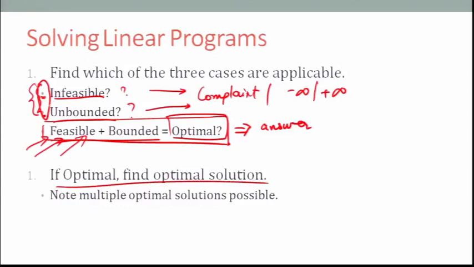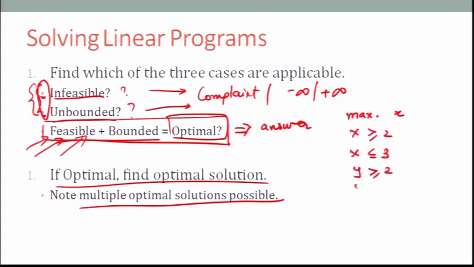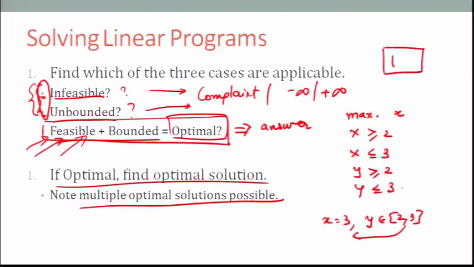Okay, so the other thing to note is that multiple optimal solutions are possible. As an example, think of this problem: maximize x such that x is greater than or equal to 2 and x is less than or equal to 3. But let's also add a y. y is greater than or equal to 2 and y is less than or equal to 3. Okay? In this case, the maximum value of x is 3, but any value of y from 2 to 3 achieves this maximum solution.